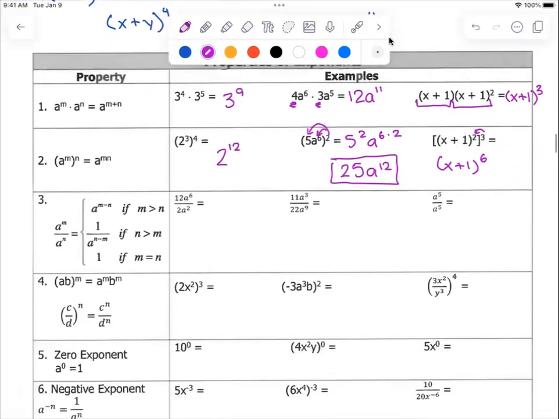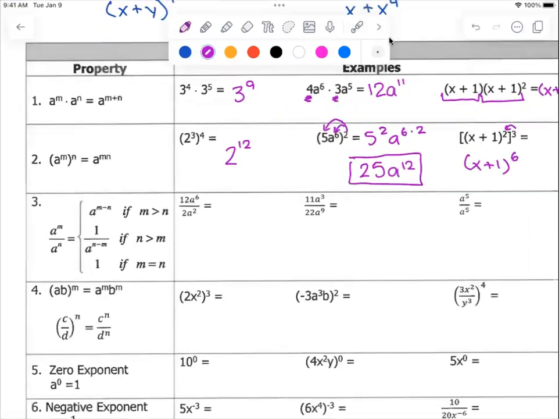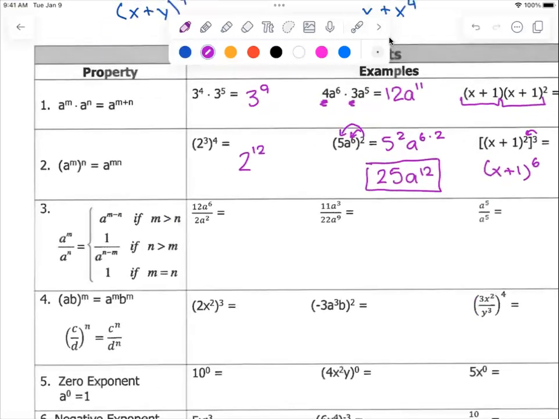When you're dividing, you subtract exponents. If you always do top minus bottom, you could get positive or negatives. Or you can ask yourself, which one is bigger? Wherever the exponent is bigger, that's where the variable's left over. So in number 3, the first one, 12 divided by 2 are just normal numbers, not exponent rules. 12 divided by 2 is 6. Then we have a to the 6 over a squared. 6 minus 2 is a to the 4th.